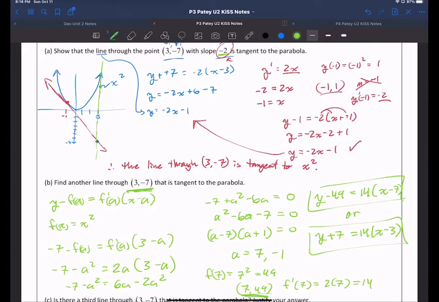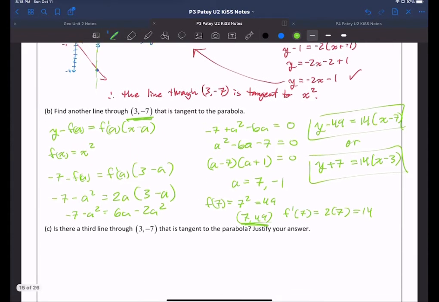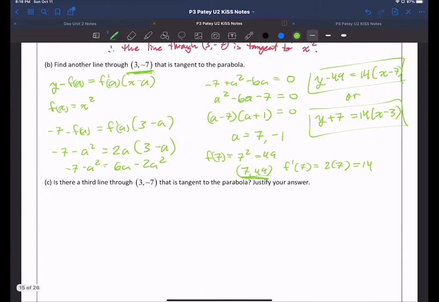All right, so we got A and B done. Let's take a look at C. And I kind of don't like this question anymore. It says, is there a third line through (3, -7) that is tangent to the parabola? The reason why I don't like this is because it says justify your answer. I feel like you can answer this by explaining it and not having to justify. Usually when a question in calculus says justify, that means you do some math work to prove what you're about to say. Well, we already did all the math work.